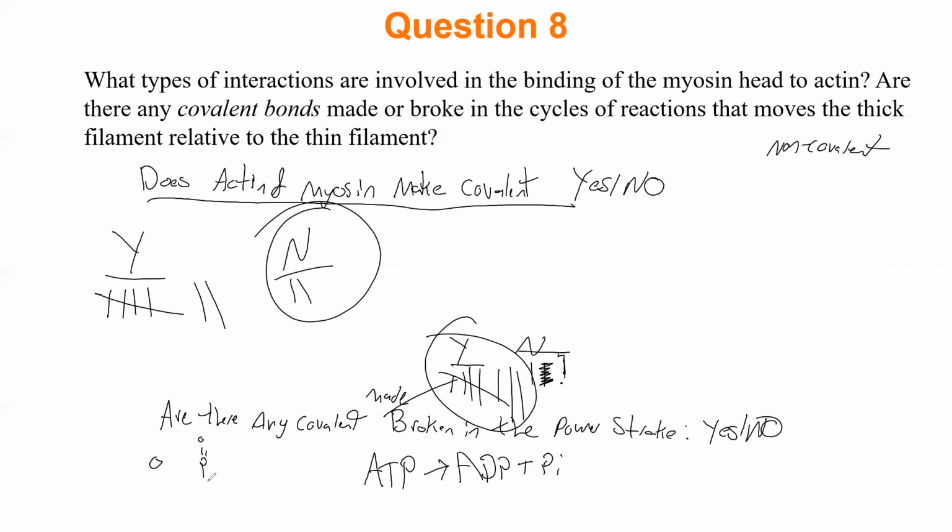Let me draw phosphate here really quick. Oops, it's P. And this is adenosine. So ATP has 3 of these phosphates, and when you're breaking ATP, you just take one of these phosphates and remove it. And that's what inorganic phosphate means. Inorganic phosphate looks like this. So yes, we are breaking a phosphate covalent bond during the power stroke.